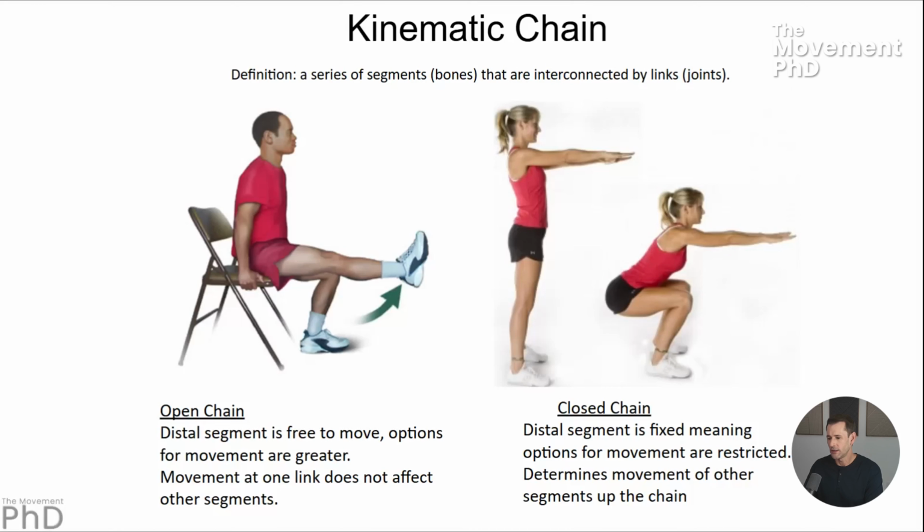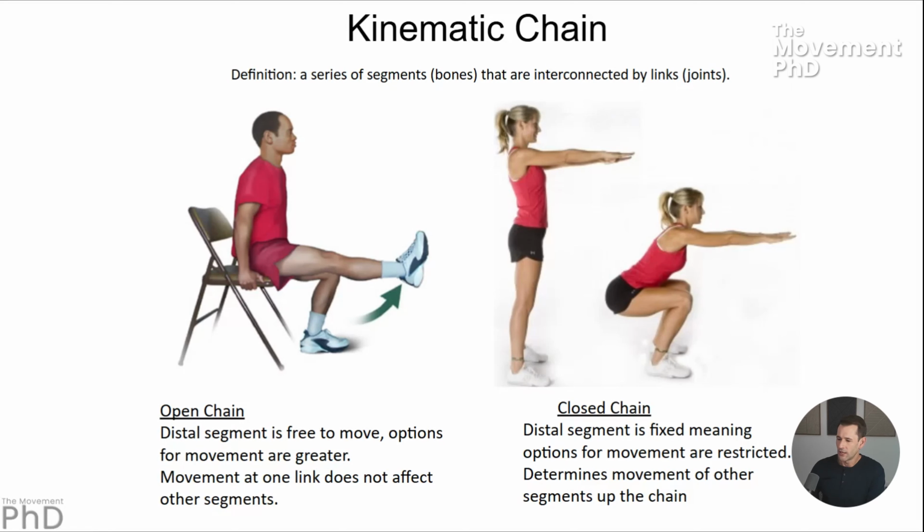Movements can either be open chain or they can be closed chain. In an open chain movement, the distal, or the segment that's furthest away from you, is free to move, which gives you more options for movement. An example of this would be a leg extension. So either weighted or unweighted leg extension is a good example of an open chain movement.